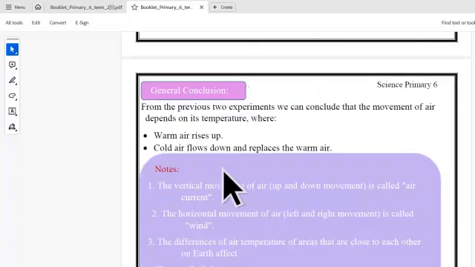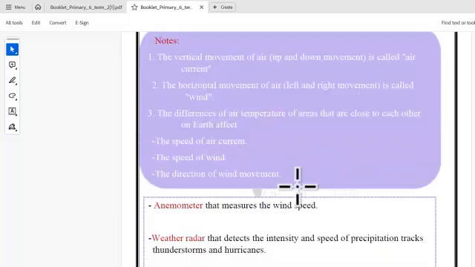General conclusion: from the previous two experiments, we can conclude that the movement of air depends on its temperature, where warm air rises up, and cold air flows down and replaces the warm air. Note: the vertical movement of air, up and down movement, is called air current. The horizontal movement of air, left and right movement, is called wind.